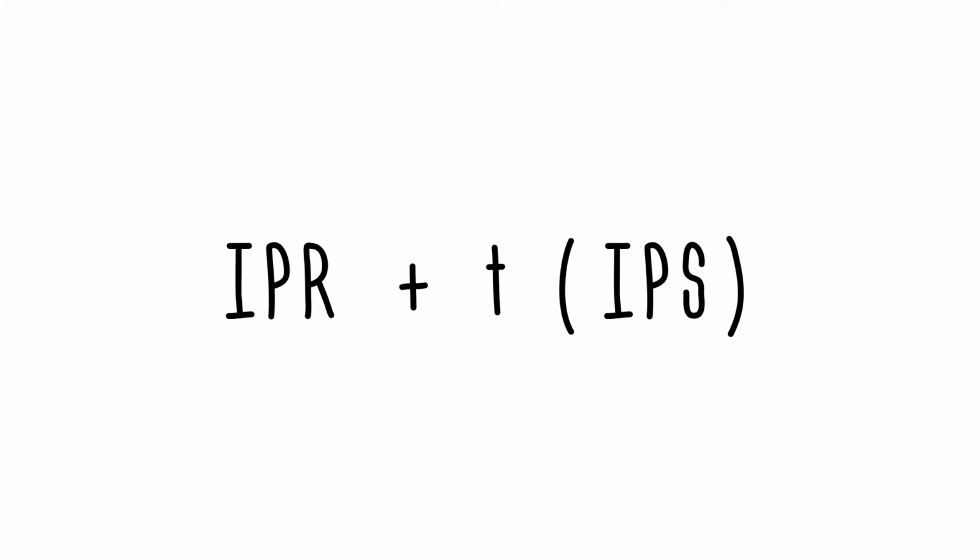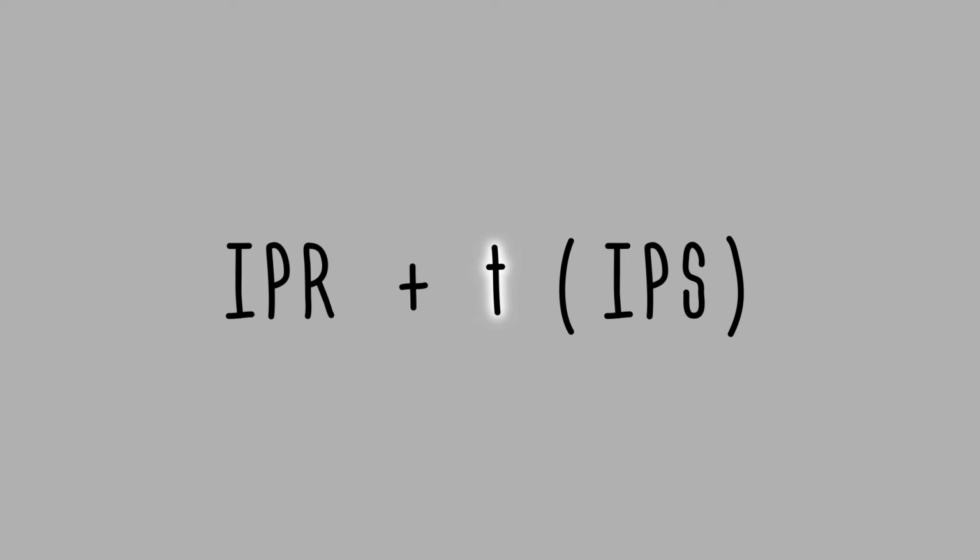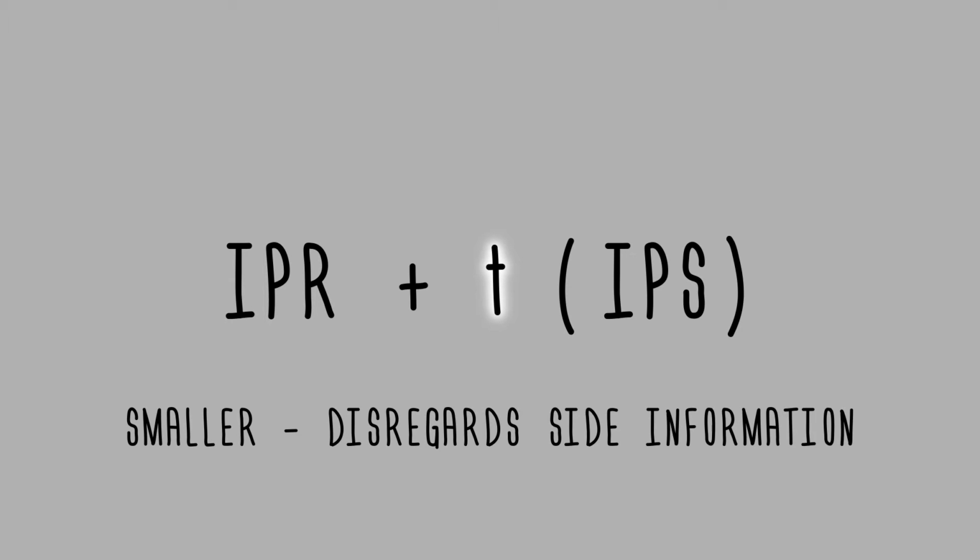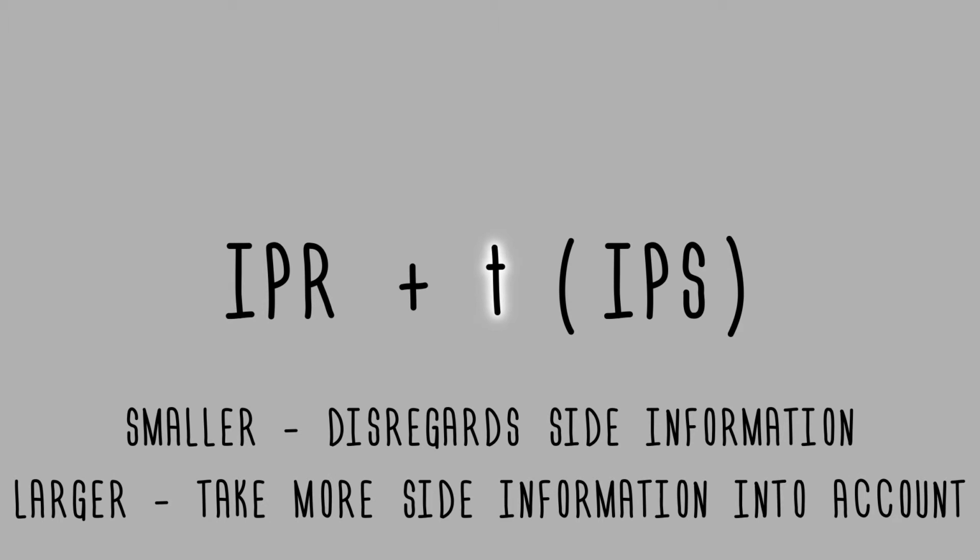We can now combine the two by looking at a new hybrid similarity measure defined by IPR plus T times IPS. Here, the parameter T is positive and represents how much weight we want to put on the site information. For small t, the similarity measure essentially disregards site information, and for larger and larger t, it takes more and more site information into account. Choosing t is more of an art than a science. The best choice of t will depend on how good your site information is and should be done in light of data.